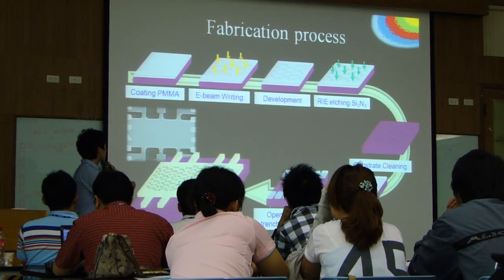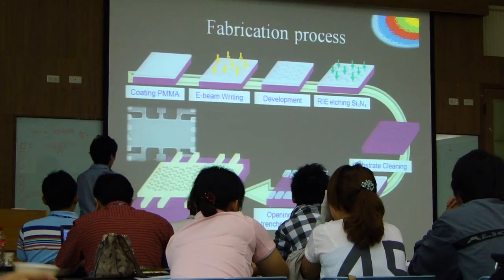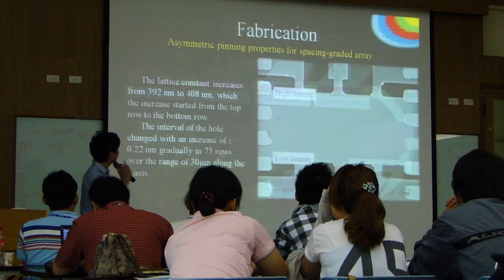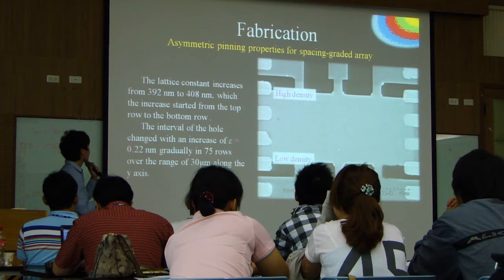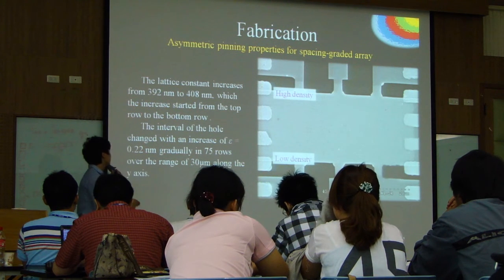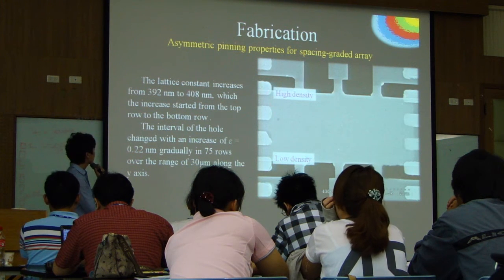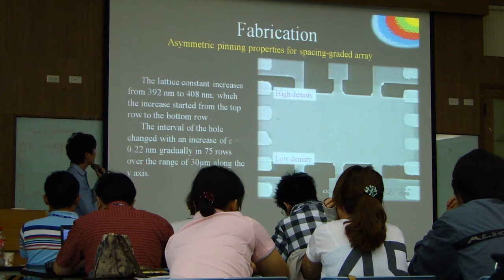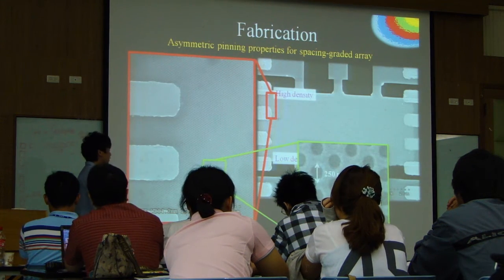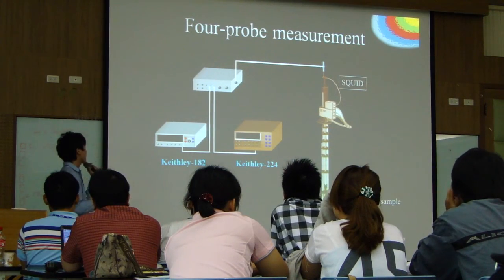This is our fabrication process. We use EBL writing technique to write our pattern and use RIE to etch our substrate. And finally, we deposit the film by sputtering. This is our final fabrication. The interval constantly increases from 390 nanometers to 408 nanometers, from the top line to the bottom line. So here is the high density, here is the low density, and the diameter is 250 nanometers. Then we use the sample to do the 4-probe measurement.